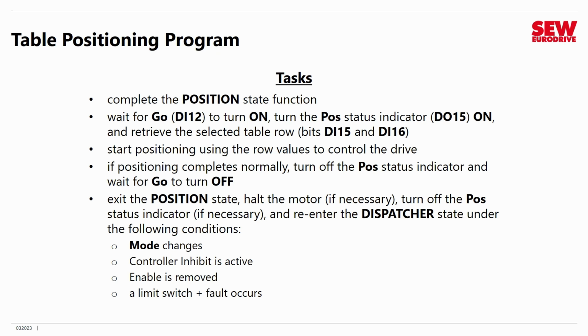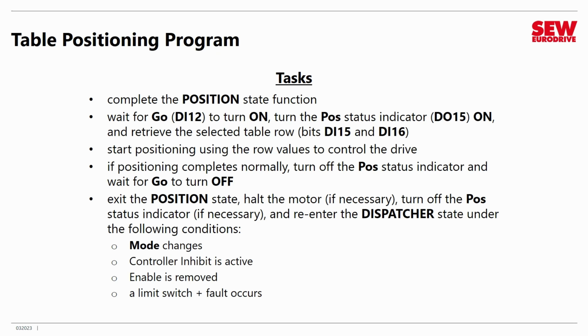So you need to retrieve the correct row, get the position. Of course, you'll have to convert it to increments because it's in millimeters. As well, you'll have to get the speed and the ramp and program those, and then of course start positioning using those row values to control the drive. Now, if the positioning operation completes normally, in other words, it arrives at the destination, turn off the POS status indicator to signal the PLC that it's finished, and then wait for the go bit to turn off.